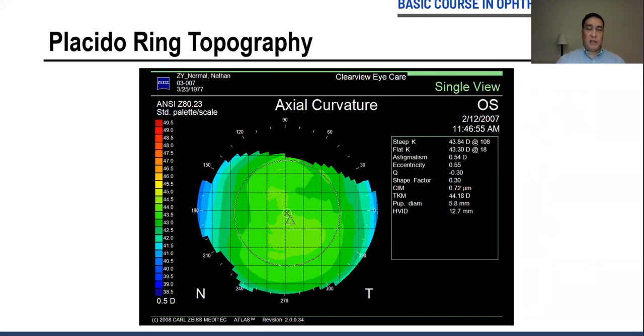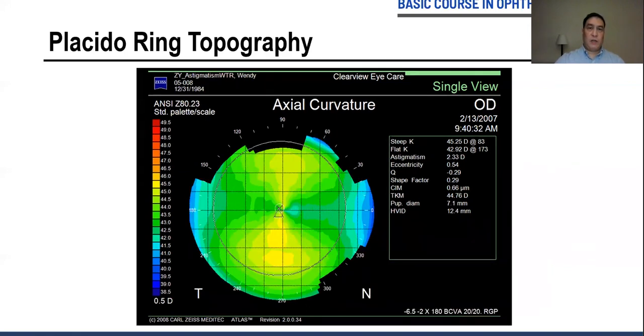Here is a typical Placido ring topography of a normal cornea. I know we are drawn to the color and you are drawn to see that it's normal, but make sure you take a look at the numbers. Here it says the steep K is 43.84, the flat is 43.3. So you have a very minimal astigmatism of 0.5 diopters at a particular angle. When you see an even colored picture like this, then it shows you that it's a normal cornea. It'll also show you in this other axial view a certain hourglass picture.